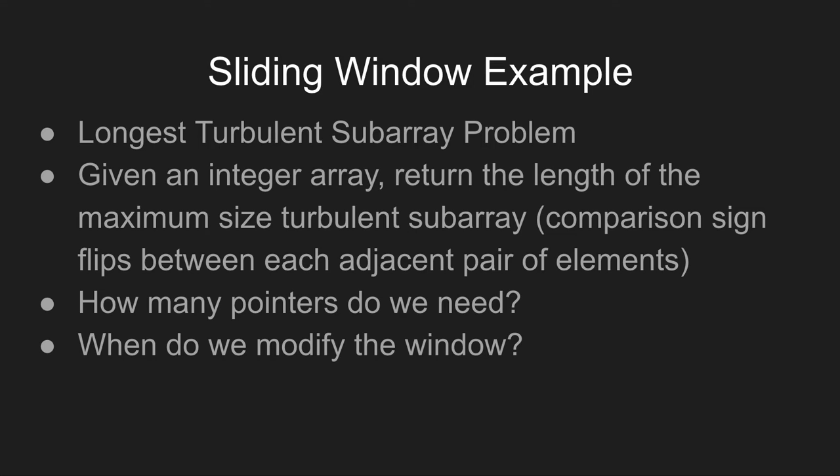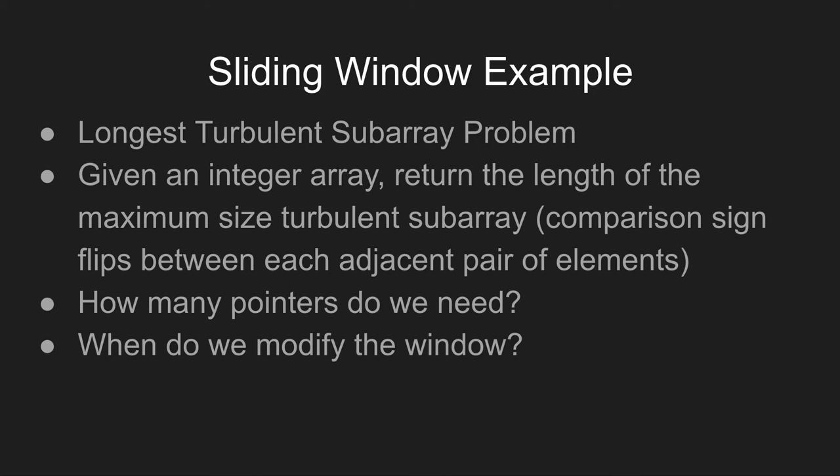So here's an example problem for sliding window that we can use. We're trying to find the longest turbulent subarray. Given an integer array, return the length of the maximum size turbulent subarray, which basically means the comparison sign between each adjacent pair of elements changes.